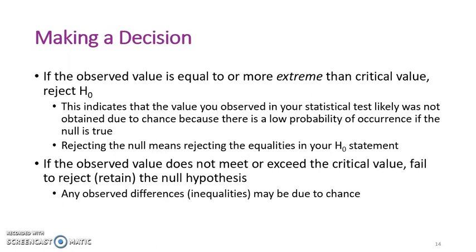If we decide to reject the null, this means we are rejecting the equalities in our null hypothesis statement. On the other hand, if your obtained value does not meet or exceed, in other words, is not more extreme than the critical value, then we decide that we retain the null hypothesis. It means that it's possible that the differences we observed may be due to chance or something that is out of the researcher's control.